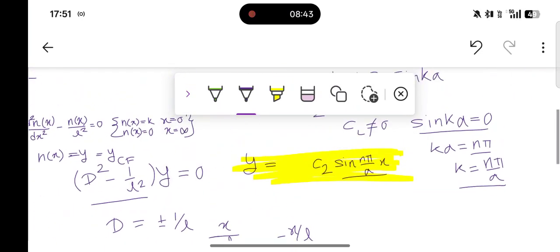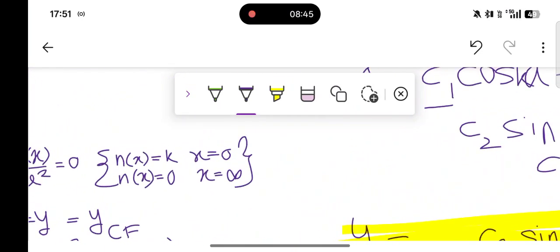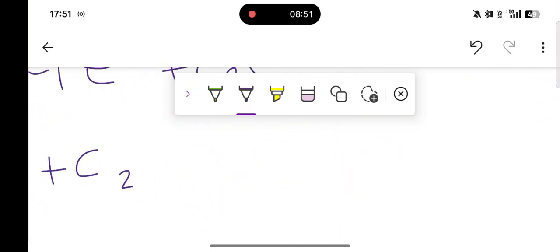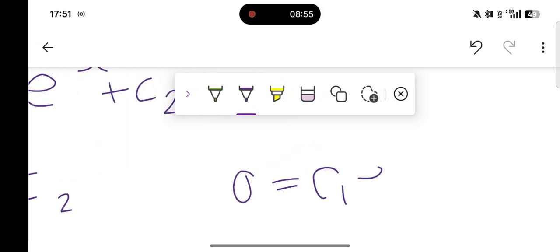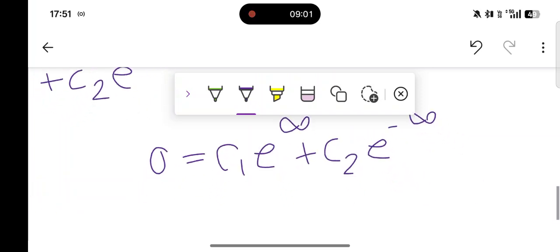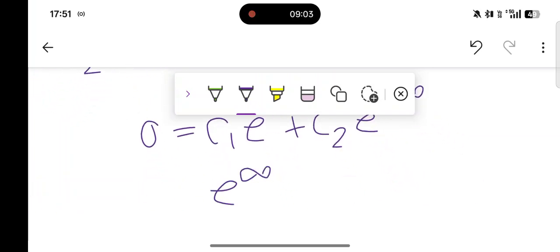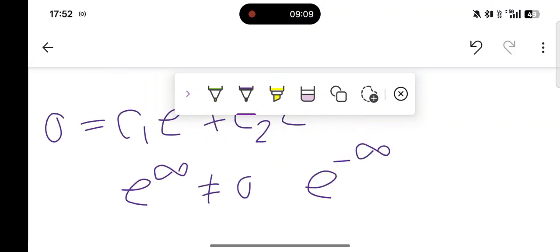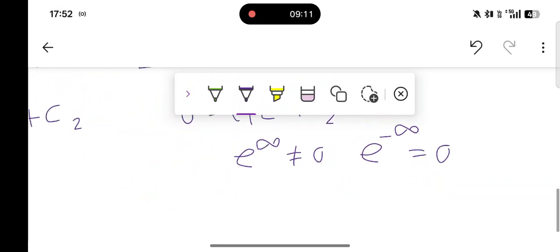Now the next condition is when x equals infinity, then n(x) equals 0. Again, n(x) = 0 equals c1 e to the power infinity plus c2 e to the power minus infinity. From that we can easily say that e to the power infinity is not equal to 0, and this is equal to 0, right? So you can say c1 is 0.